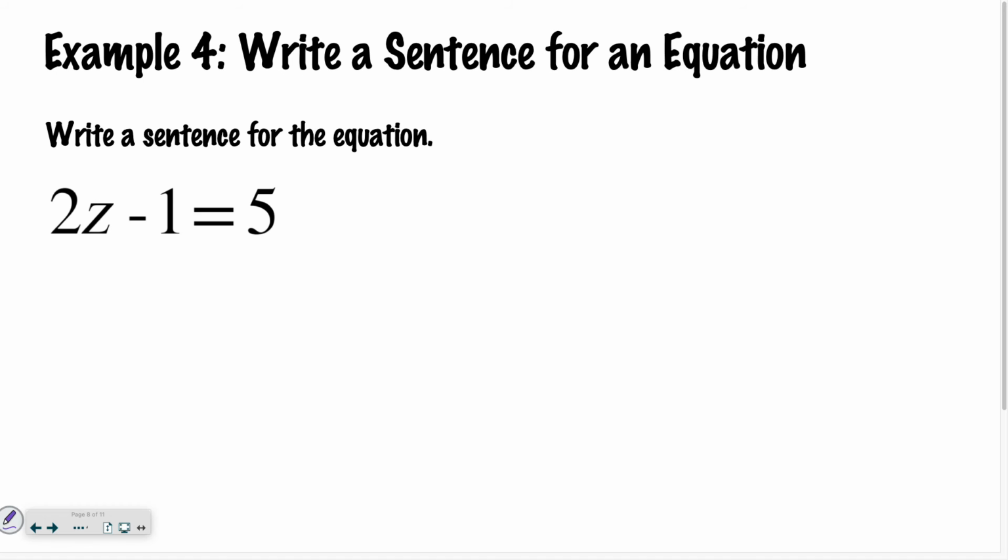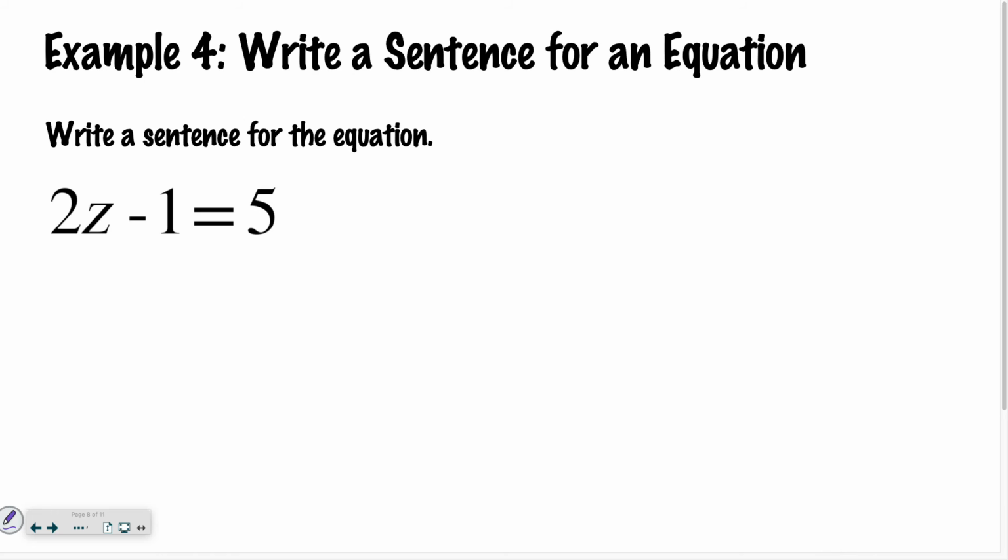Example 4, write a sentence for an equation. If we are given this equation right here, how would we write a sentence for it? I'm going to write out a couple of options and also verbally say a couple of options. So if you are zoning out right now, refocus, because I'm not going to write every single thing down.